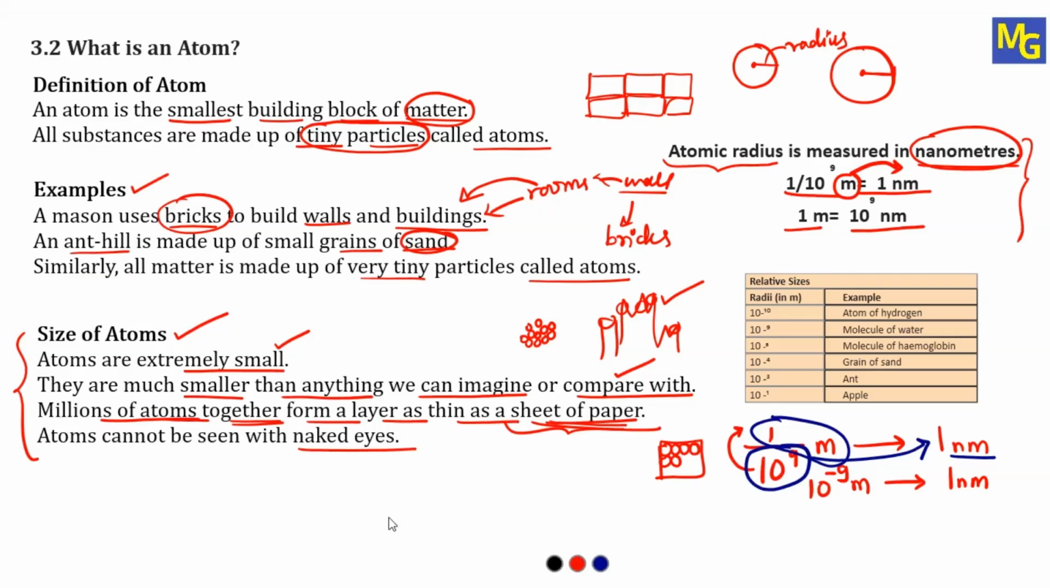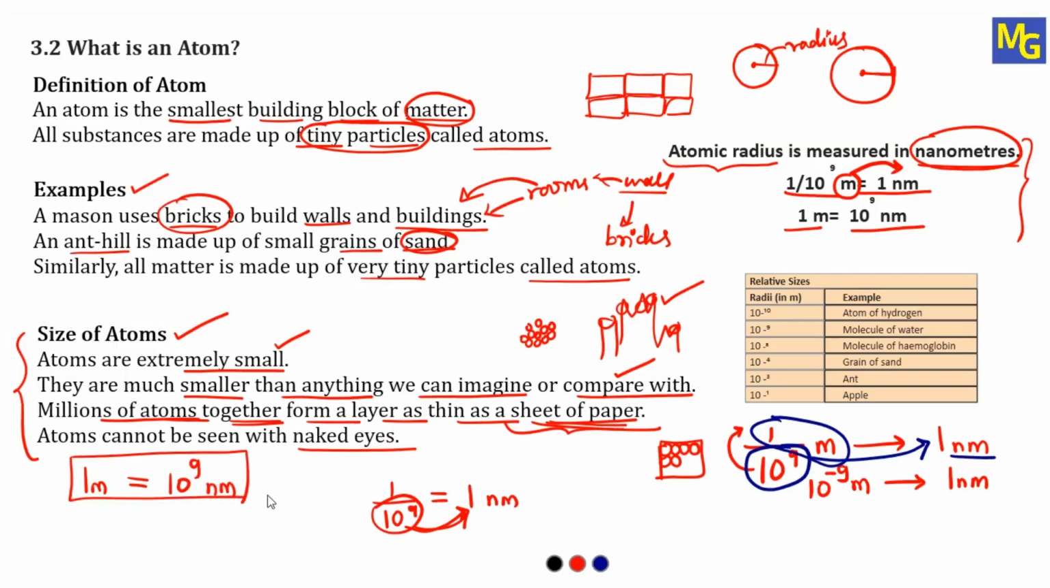See here, if I write 1 divided by 10 raised to 9 meter here, and here if I write 1 nanometer, I can shift this to the other side. This is already in the denominator. If it shifts to the right hand side, it comes to the numerator. So it becomes 1 meter is equal to 10 raised to 9 nanometer. So this is the conversion.